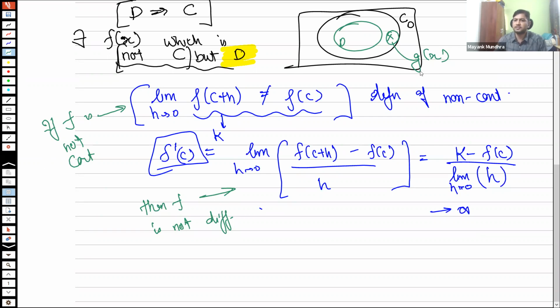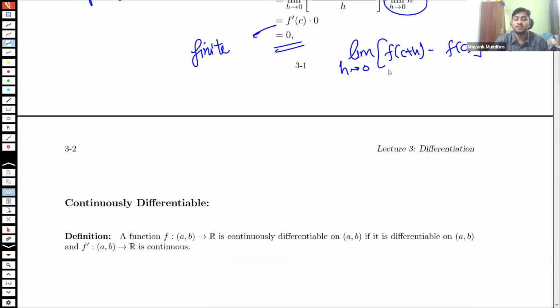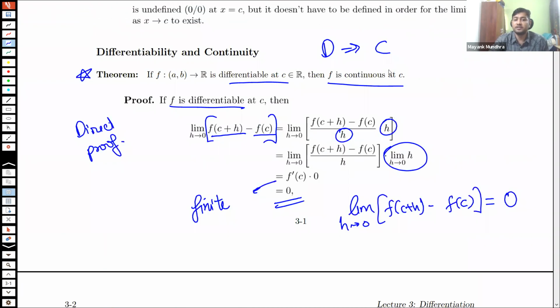Maybe you would have read it somewhere. I have not introduced it yet, but maybe you would have read it somewhere. Okay, so we'll come back to that when we look at differentiability of the function, because right now we have only looked at differentiability at a point.